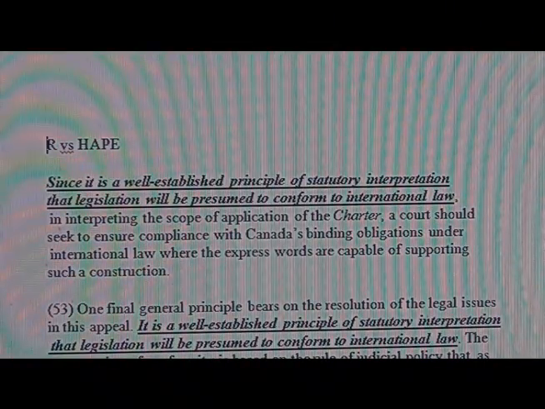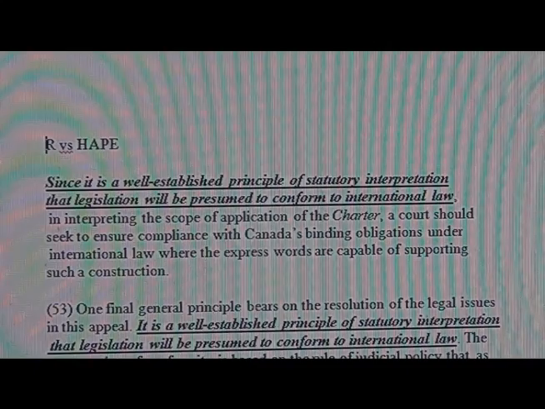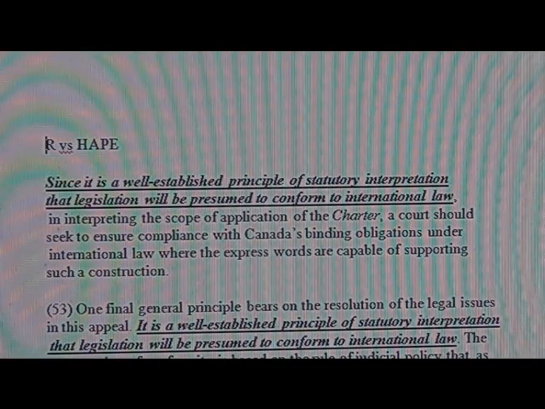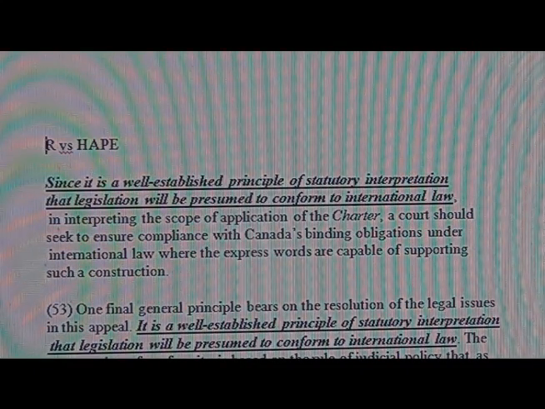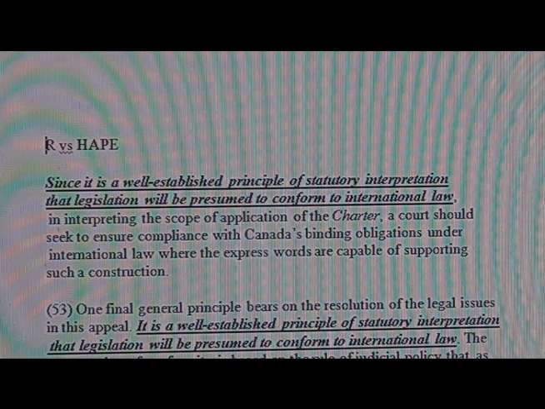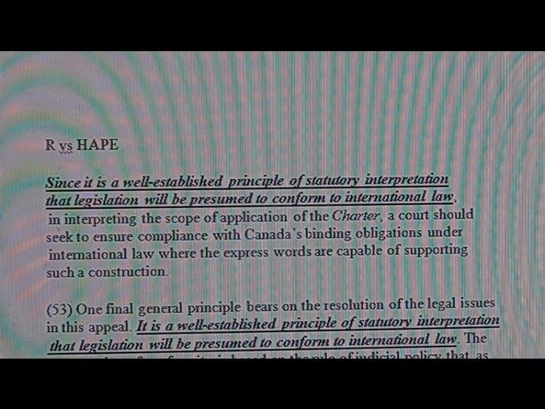We're looking at another court judgment. It's called R versus Hape. Now notice what the judge says. Since it is a well-established principle of statutory interpretation that legislation will be presumed, notice the word presumed, to conform to international law. In interpreting the scope of application of the Charter, a court should seek to ensure compliance with Canada's binding obligations under international law where the express words are capable of supporting such a construction.